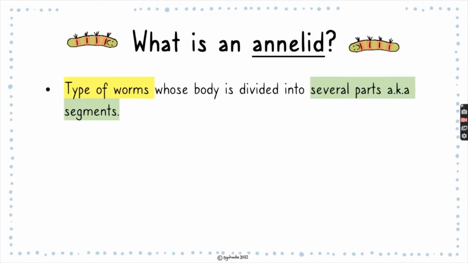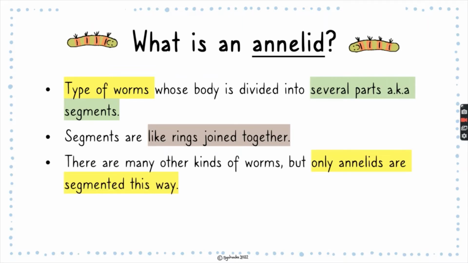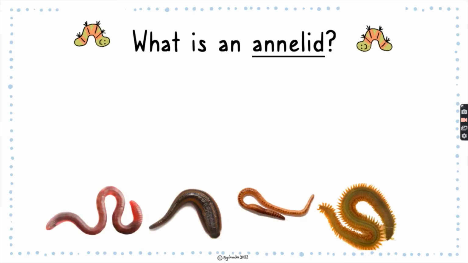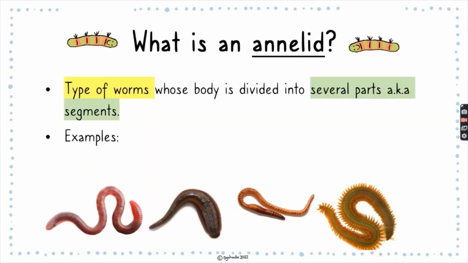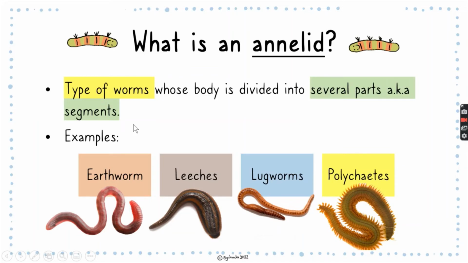So annelids are types of worms whose bodies are divided into several parts, and those parts are called segments. Segments are like rings that are joined together. There are many kinds of worms, but only annelids are segmented this way. They have no legs and no hard skeleton. Examples are earthworm, leeches, lugworms, and polychaetes. So if you want to describe annelid, you can just say types of worms whose body is divided into several parts, for example, segments, and talk about the examples as well.